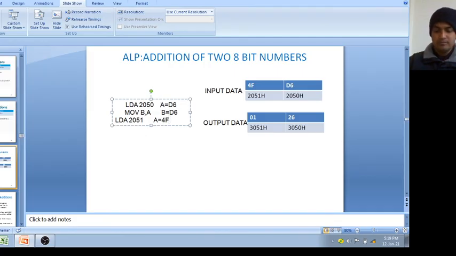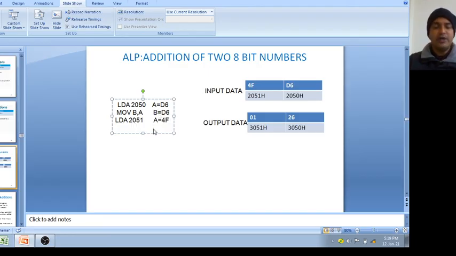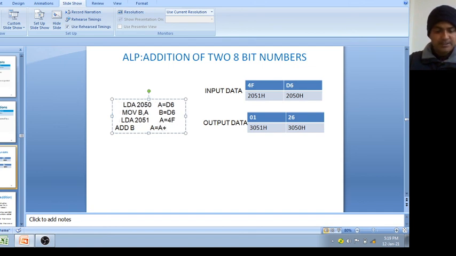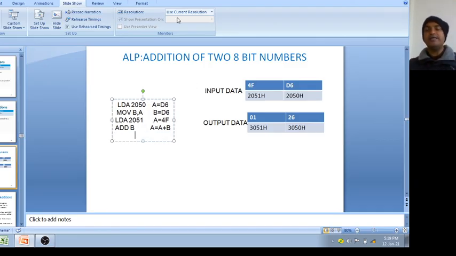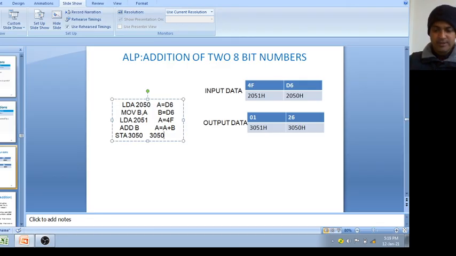Now one data is available in A, another one is in B. Then what you will use? ADD B. Destination operand must be the accumulator. It means A equal to A plus B. Now you have to store the result in the 3050 memory location. So directly you will use STA 3050. It means 3050 equal to what? 26.